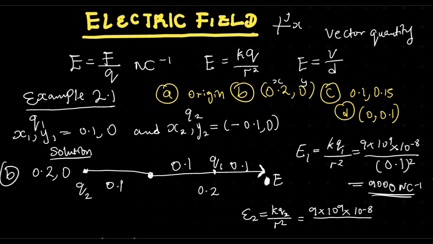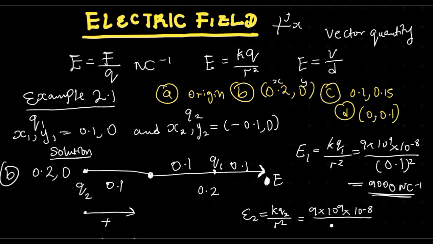Let's examine our distance from Q2 to E. First of all, note it is a vector. We are moving from this point to this side, so this side means positive. Are you getting it? It should be positive because the direction is going to this side. So this is 0.1, then this is 0.2. We add everything together, so the distance from Q2 to E is 0.3.